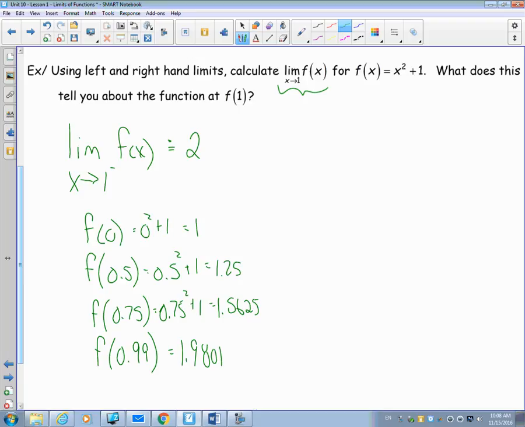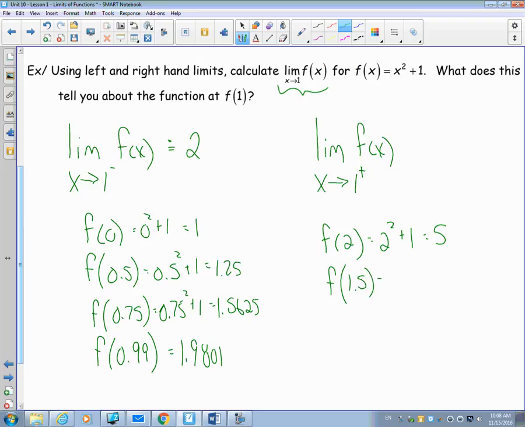Now let's see what happens as we approach 1 from the right-hand side. So 1 plus. Let's pick a number definitely to the right of 1. Let's try f at 2. Again, we're just using that equation. 2 squared plus 1 gives us 5. Let's get closer to 1. Let's try 1.5 this time. 1.5 squared plus 1. Same old equation.